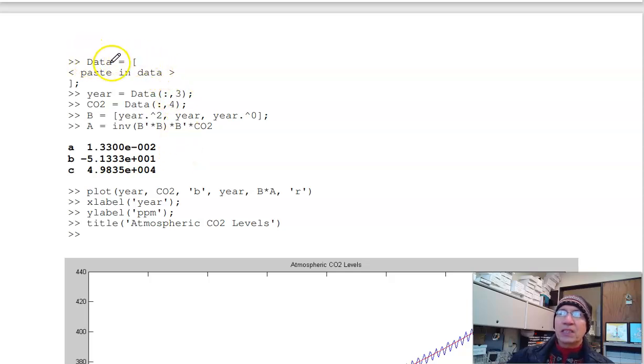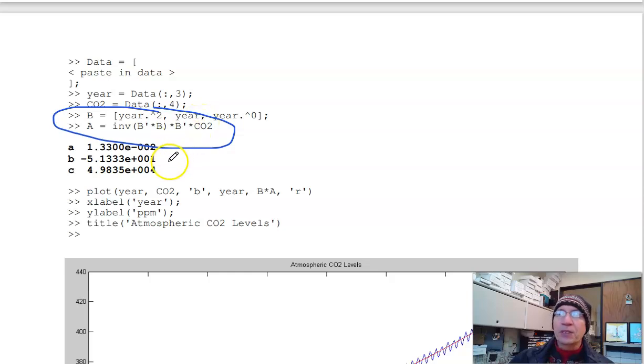I'll do data equals square bracket, starting matrix, copy paste, end of matrix. I didn't throw in all the data there. There's a whole bunch. Pull off the third column, that's the year. Pull off the fourth column, that's the CO2 levels. Now set up the basis function, year squared, year, and 1. And then here's your least squares curve fit. We're going to be doing that over and over again in this homework set.